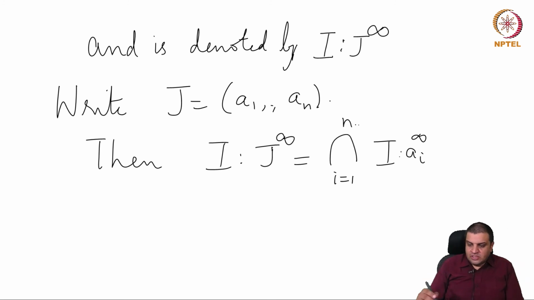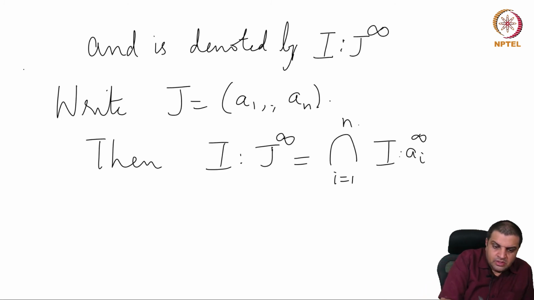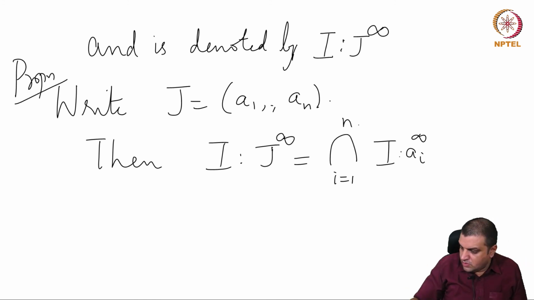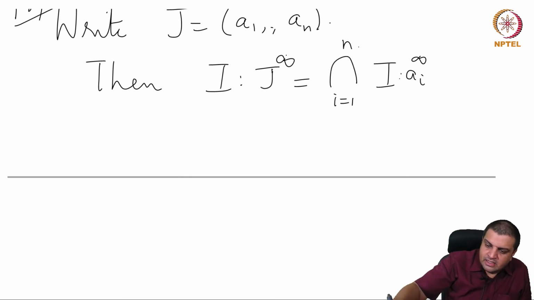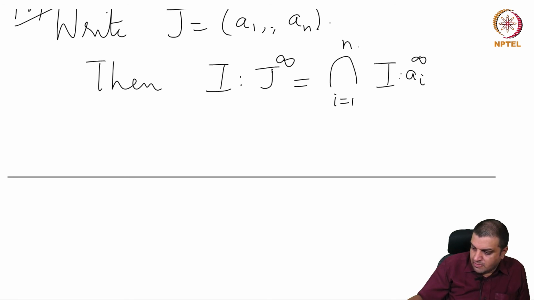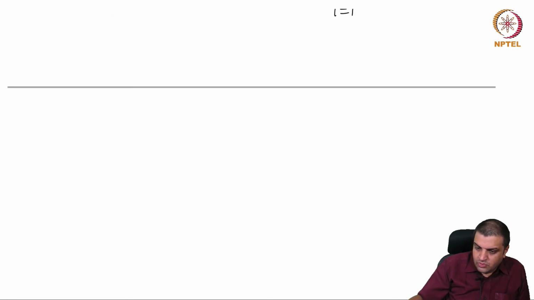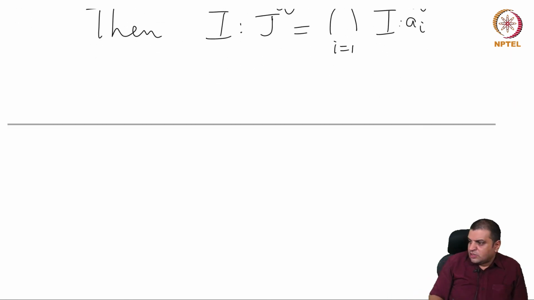So, let's prove this. Sorry, I should write proposition. This is convenient because if you have to saturate an ideal altogether, we can do it with one generator at a time. So, let's prove this. Proof.